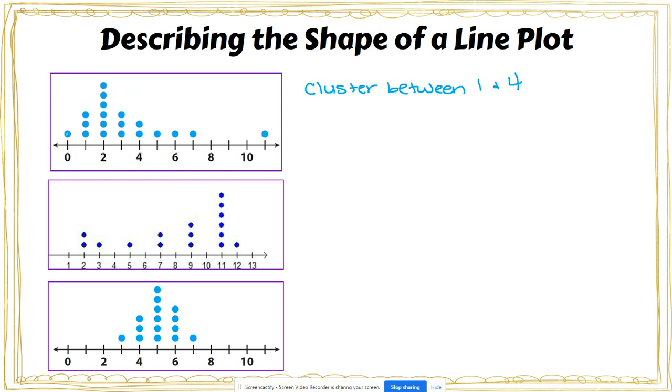I do have a point at 0, but it's only 1. And just like I have a point at 5, but it's only 1. But I notice that from 1 to 4, I have several points. So these are going to represent a cluster of my data.